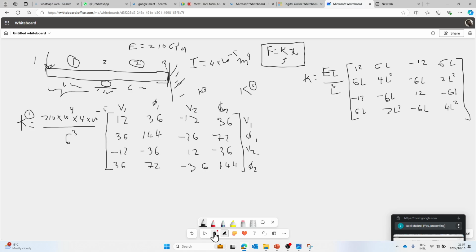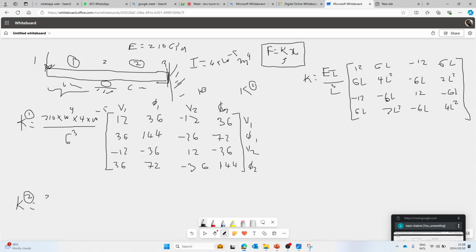Do you agree that this thing that we have here will be the same between 2 and 3? The only thing that will change will be this guy here, because L is the same. From 2 to 3, L is 6. It is 6 cubed. E is the same and I is the same. So what you will have for K2, guys, it is the same expression.